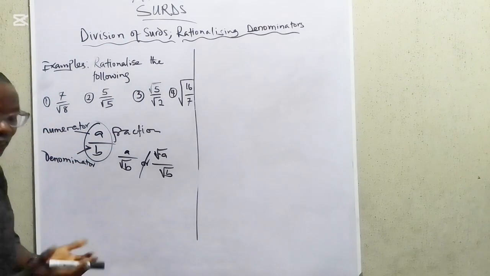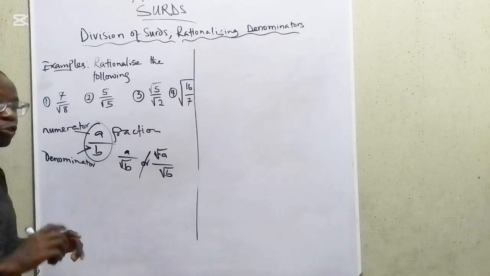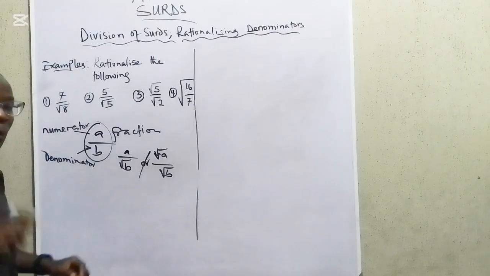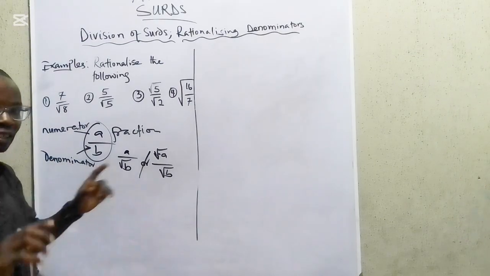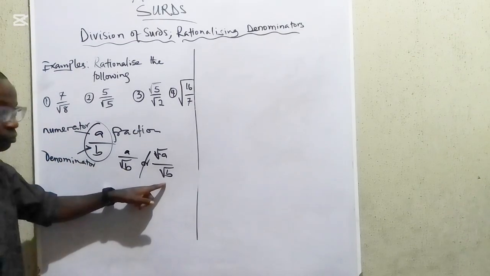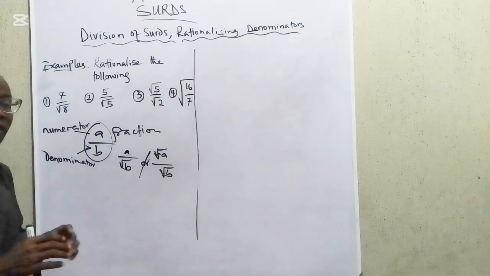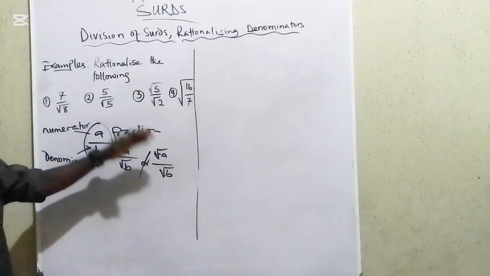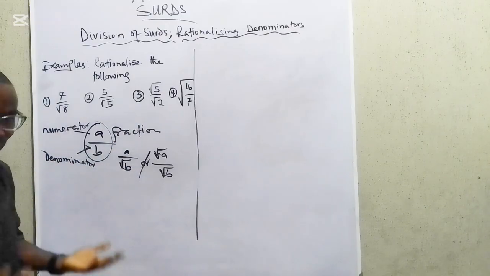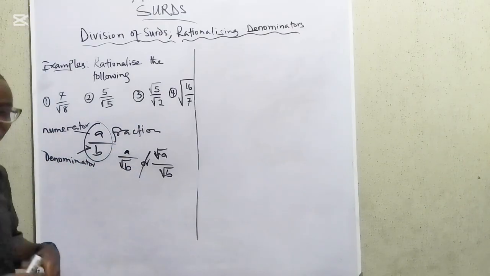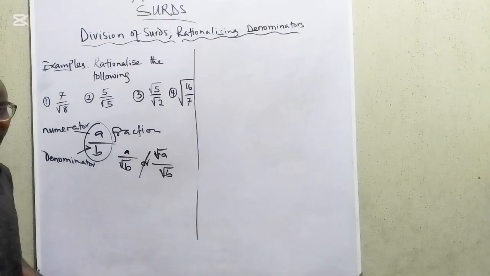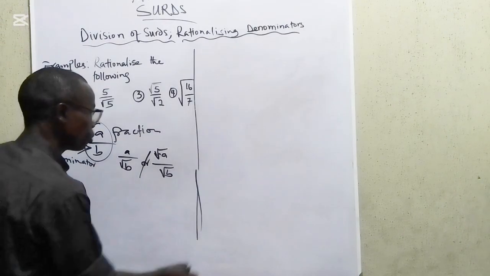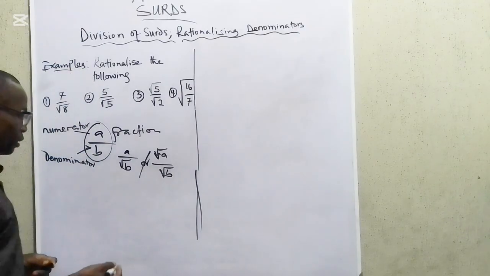And how do you rationalize the denominator? Like I said, it is to multiply both the numerator and the denominator by the surd that has made the denominator irrational. So in other words, rationalizing means to make rational, and to make rational means to turn the denominator into a whole number. So I already have examples here, so let's take a look at them one by one.